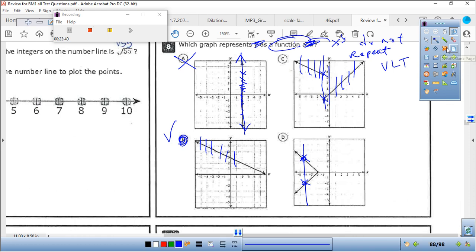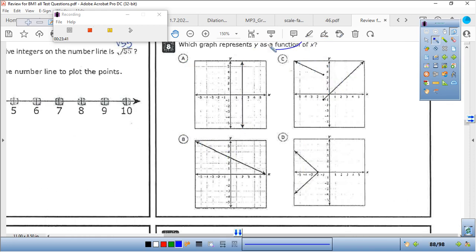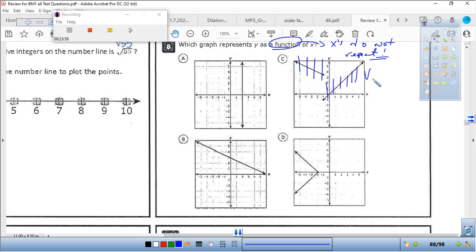Next one's asking which is a function. Remember, in functions the x's do not repeat. If the x's do not repeat, what that means is you draw a vertical line. It's called the vertical line test. It would cross once.